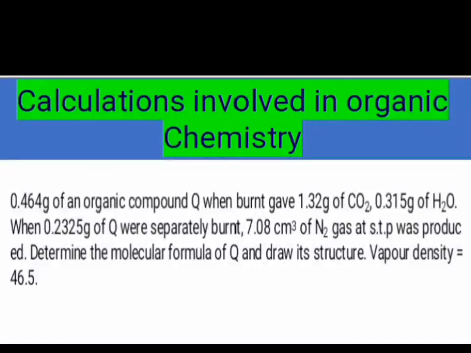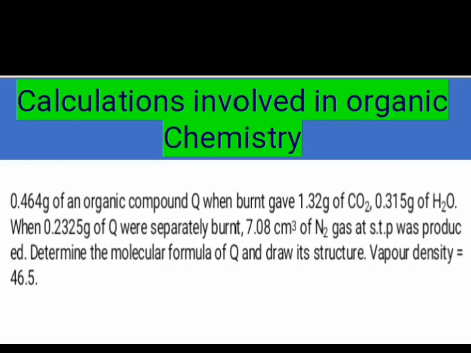Hi everyone, today we want to see some calculations involved in organic chemistry. So we have a question here which reads that 0.464 grams of an organic compound Q when burnt gave 1.32 grams of carbon dioxide, 0.315 grams of water.